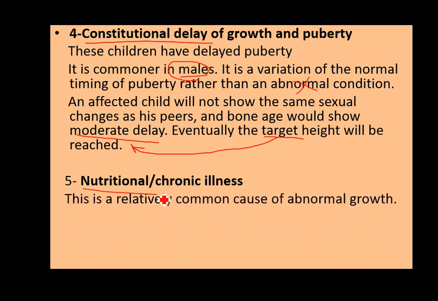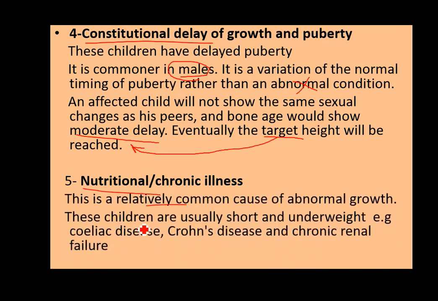Nutritional and chronic illnesses. This is a relatively common cause of abnormal growth, and these children are usually short and underweight, like celiac disease, Crohn's disease, chronic renal failure, or congenital heart disease. So any chronic disease affects the height of children, and the end result will be short stature in addition to being underweight.